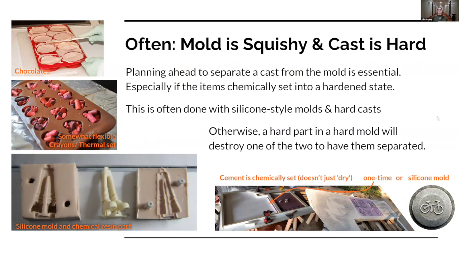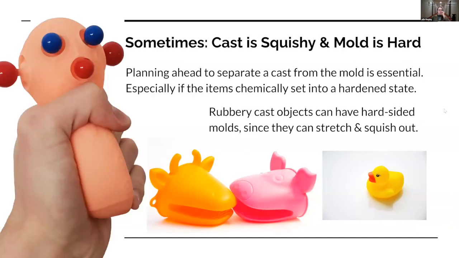I'm not going to go down the cement concrete rabbit hole. It's too much. There are situations, however, when the cast is squishy and the mold is hard. Usually that's going to mean plaster and you're pouring something into it.